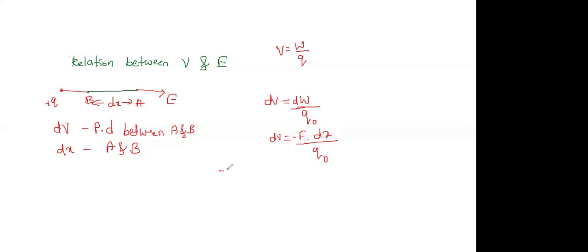Now we are taking the negative sign. Why is there a negative sign? Tell me. Because we are moving a charge and the electric field is in the opposite direction. The displacement of the charge and the electric field both are in the opposite direction. Therefore we have here a negative sign. So minus F into dx divided by q naught.